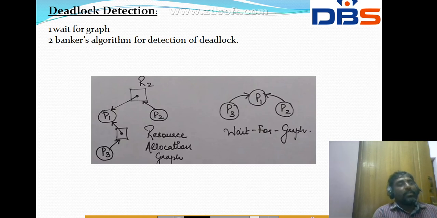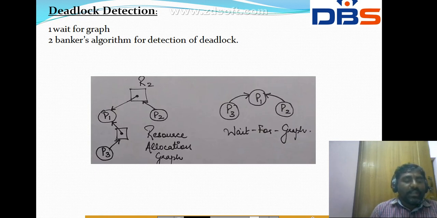So next, coming to deadlock detection. What is meant by deadlock detection? In deadlock detection, if deadlock prevention and avoidance are not done properly, deadlock may occur, and the only thing left to do is to detect and recover from the deadlock. There are two important concepts in this category. First one is the wait for graph and next one is the Banker's algorithm for deadlock detection.